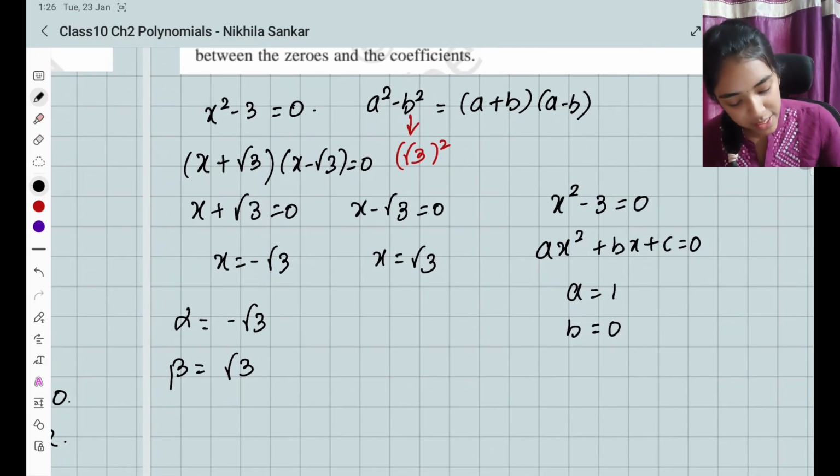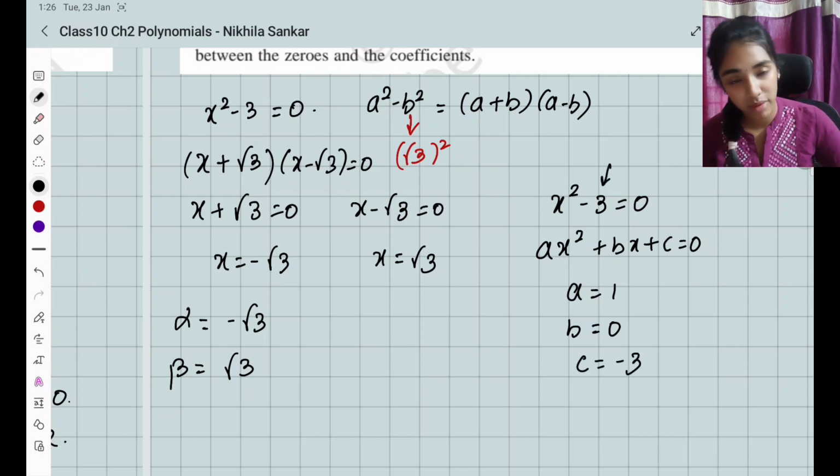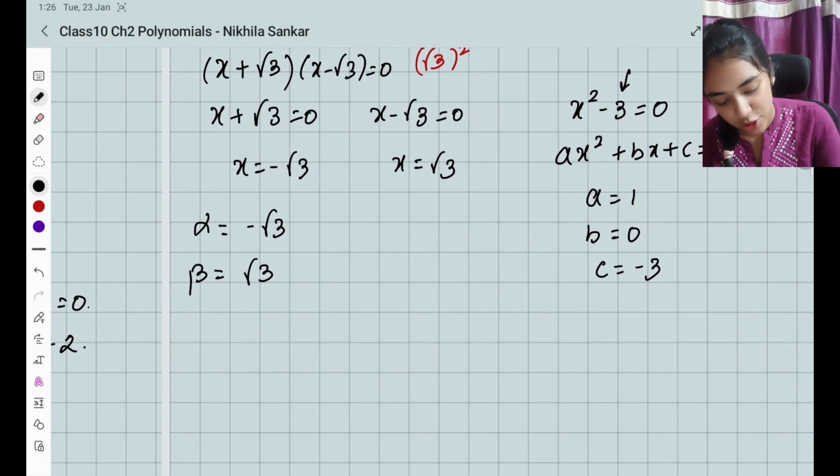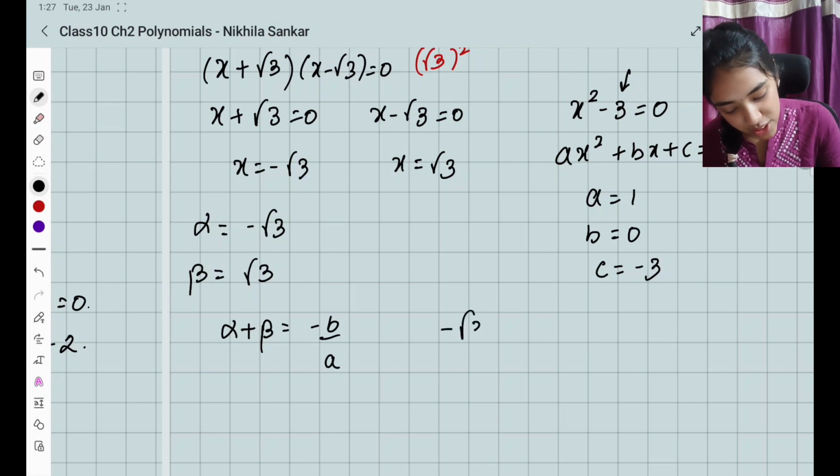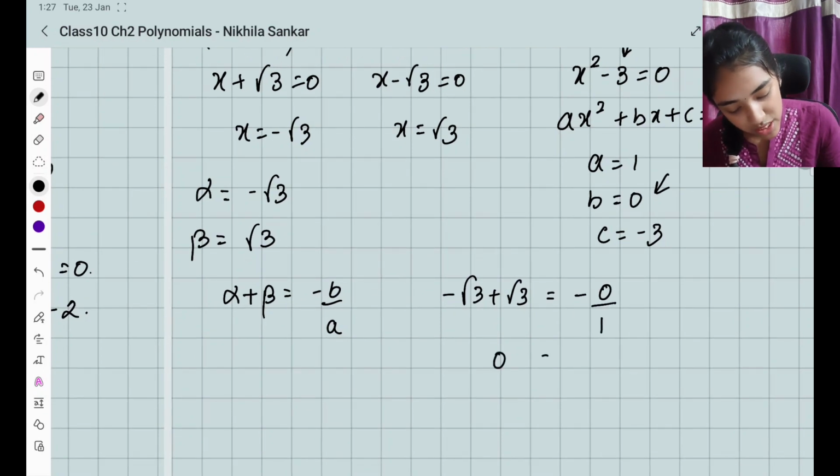So b equals 0 and c value is going to be minus 3. Okay, in that line you have minus 3. Now let's check the relationship. So you have alpha plus beta equals minus b divided by a. Let's check. So you have minus root 3 plus root 3 equals minus b, which is 0, divided by 1. So in the end you have 0 equals 0. So this is verified. Next, product of zeros, which is c divided by a.